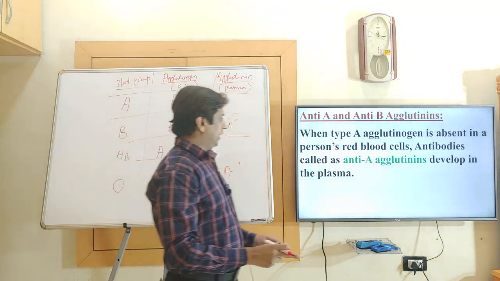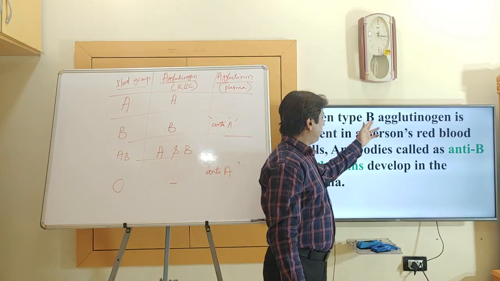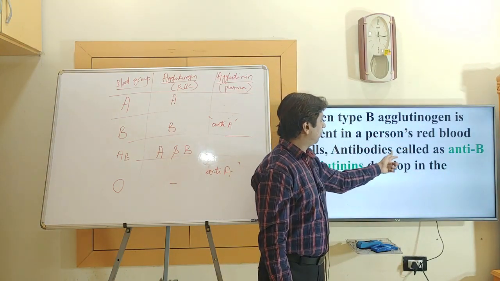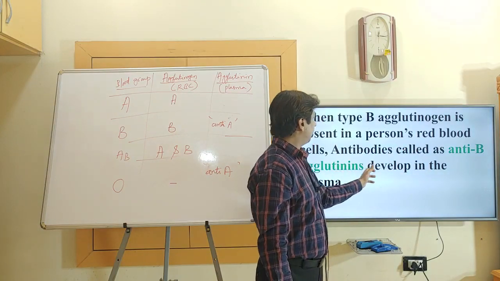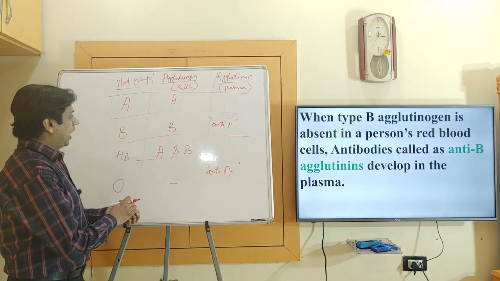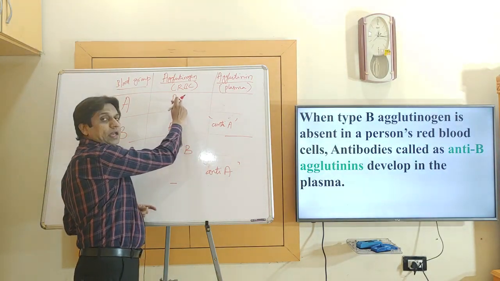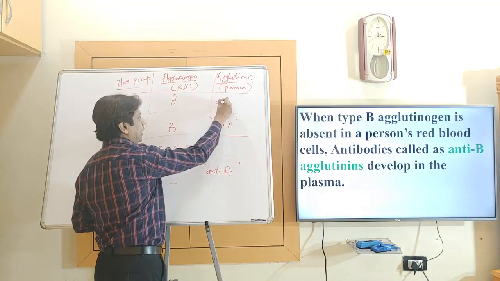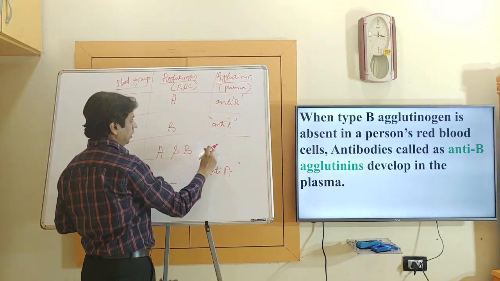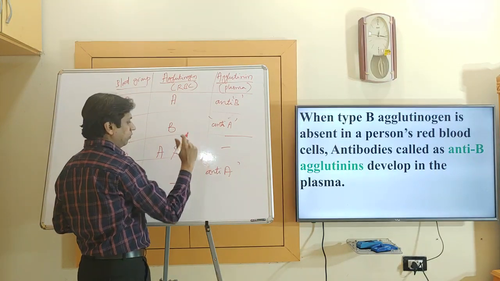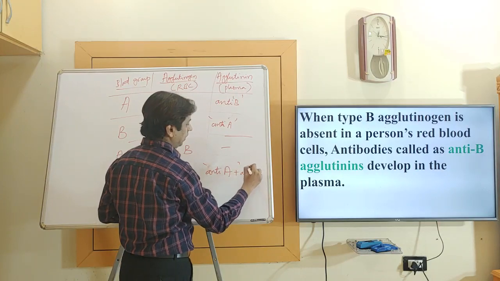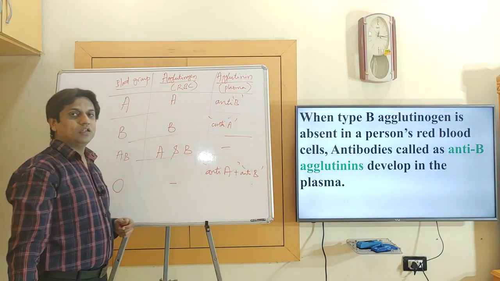Similarly, when type B agglutinogen is absent in a person's red blood cells, antibodies called anti-B agglutinins develop in the plasma. So when B agglutinogen is absent, anti-B antibody will be present in the plasma. Where both are present, there will be no antibodies. Here both anti-A as well as anti-B antibodies will be present in the plasma.